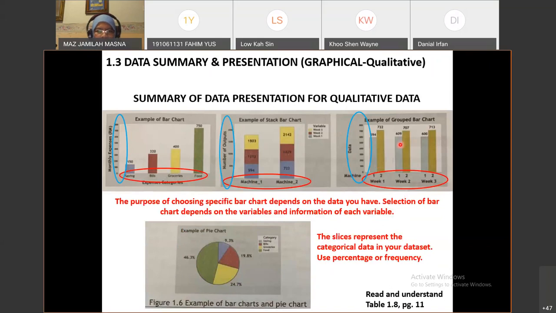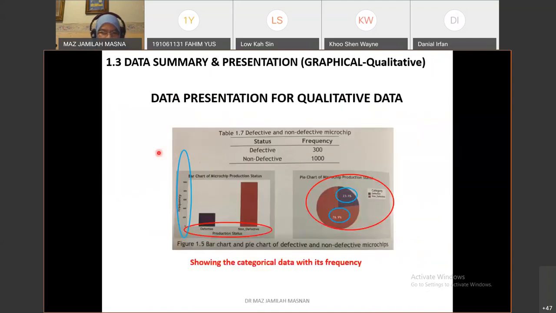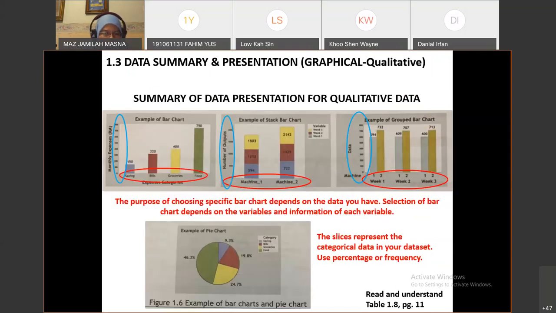Compared to the different types of charts that you may have, okay? Apart from the bar chart that you have just now, you can summarize your data into these different types of bar chart. Okay, the first bar chart is almost the same as what we have just now, this one. You have the categorical here. Okay, you have the frequency for each bar.